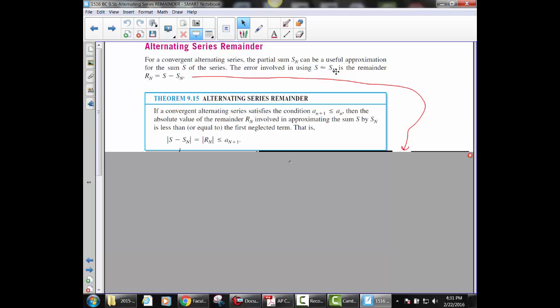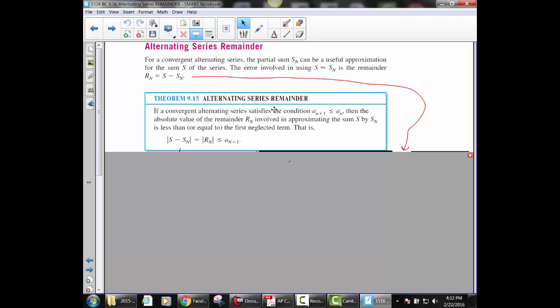So let's say n is 10. So let's say you use the first 10 terms. Obviously you're going to be off. You didn't use enough terms. You didn't use all the terms. So the remainder is going to be the sum of all the terms, the infinite number of terms, minus the sum of the first 10. So this would be R10 equals S minus S10. If you take all the terms and take away from that the sum of the first 10 terms, what you'll be left with, this R10, is the 11th term plus the 12th term plus the 13th term, etc., etc., etc.